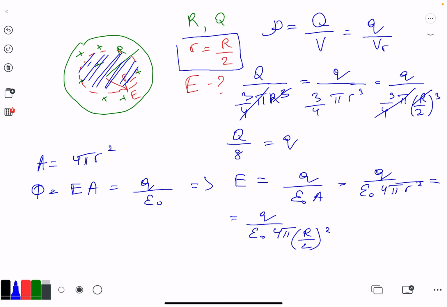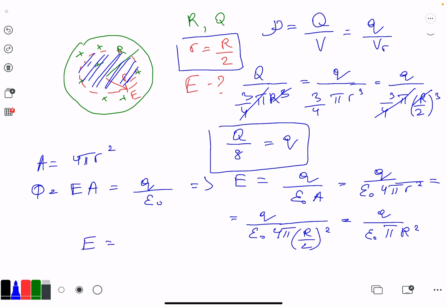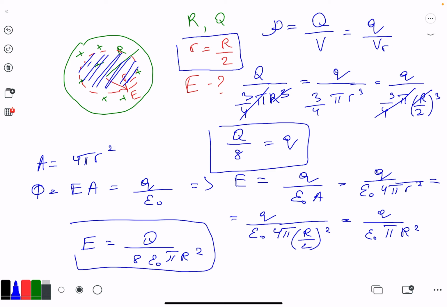Okay, from there what we have, q divided, so this becomes 4, so we end up with epsilon naught pi R squared. Okay, then finally we know that small q is equal to capital Q over 8, so you plug it there, capital Q over 8 epsilon naught pi R squared. So that's it. This is your final formula.